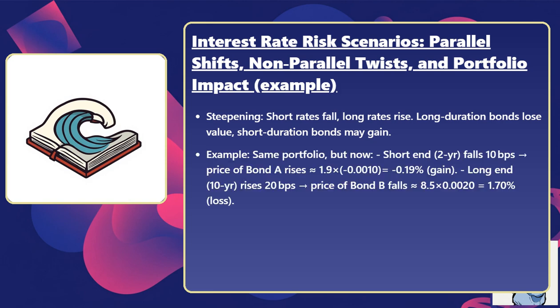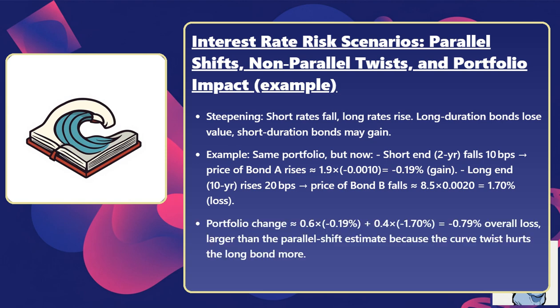Example: using the same portfolio, now the short end, the 2-year rate, falls 10 basis points, so the price of bond A rises approximately 1.9 times negative 0.001, which is negative 0.19%, a gain. The long end, the 10-year rate, rises 20 basis points, so the price of bond B falls approximately 8.5 times 0.002, which is a 1.70% loss.